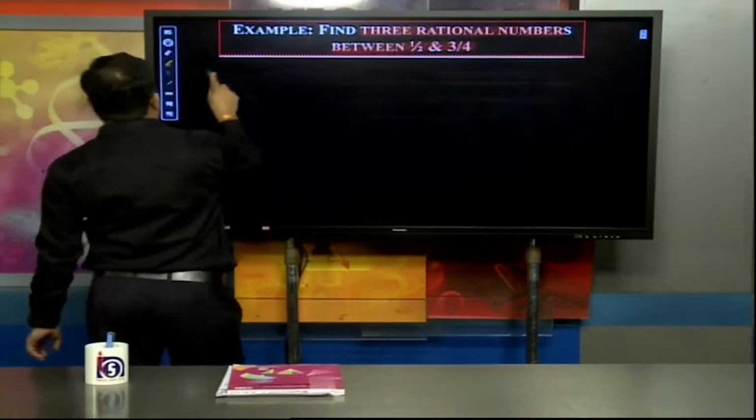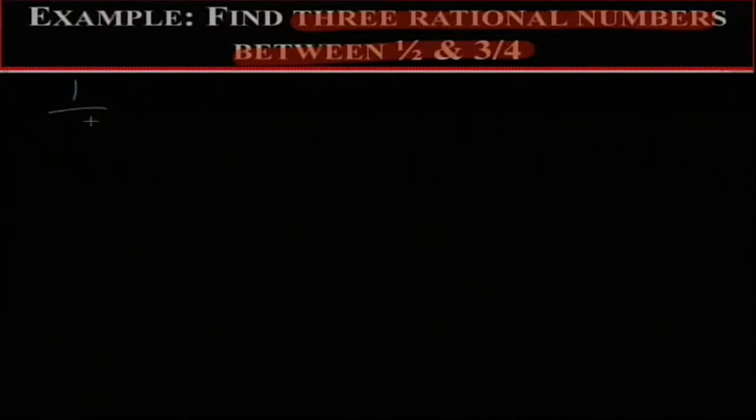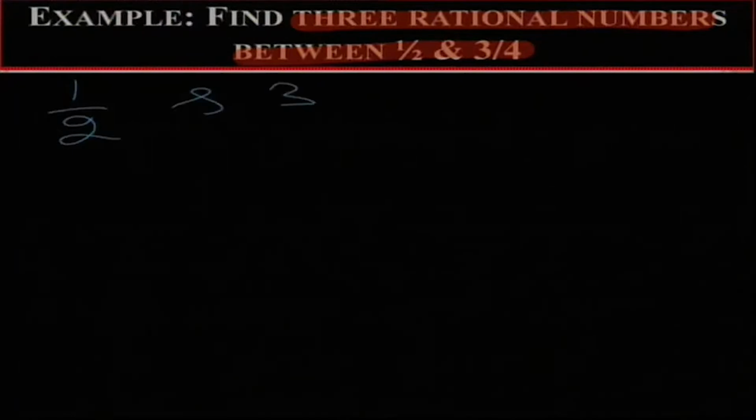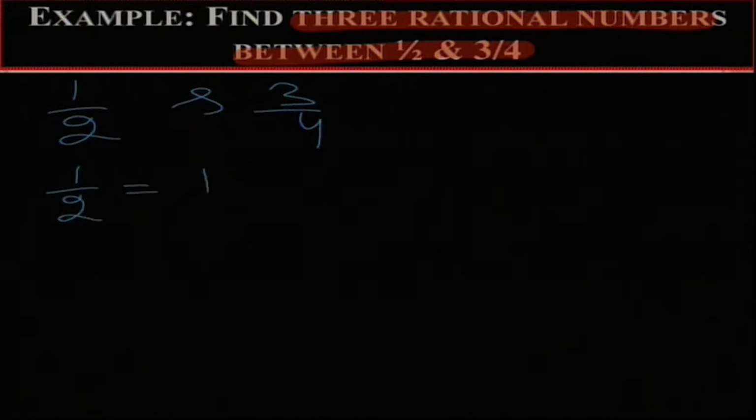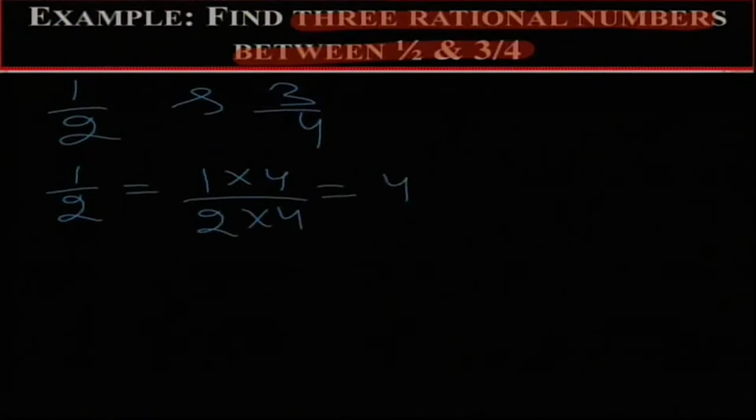For example, suppose 1 by 2 and 3 by 4. When talking about 1 by 2 and 3 by 4, what will we do here? We have to find its equivalent form. Simply I can say 1 by 2 is equal to 1 into 4 divided by 2 into 4. You will get 4 by 8.